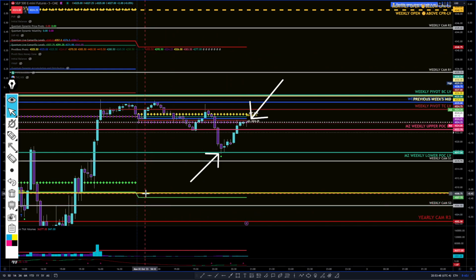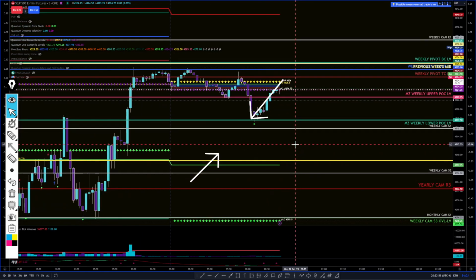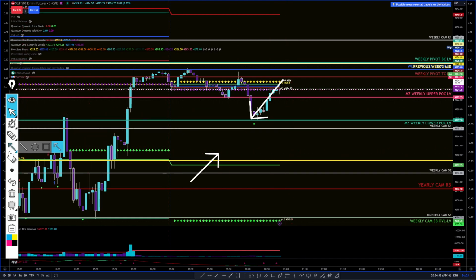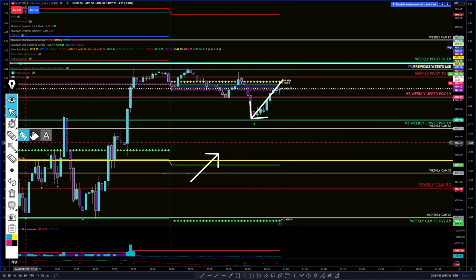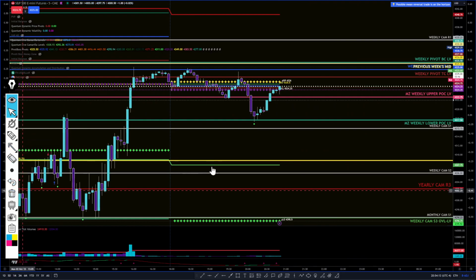And Camarilla S3 yesterday was at around 43.09. It's now at 43.07.75. So this is a tricky place to short because you're in between Camarilla levels. You're in the meat of last week's value area.